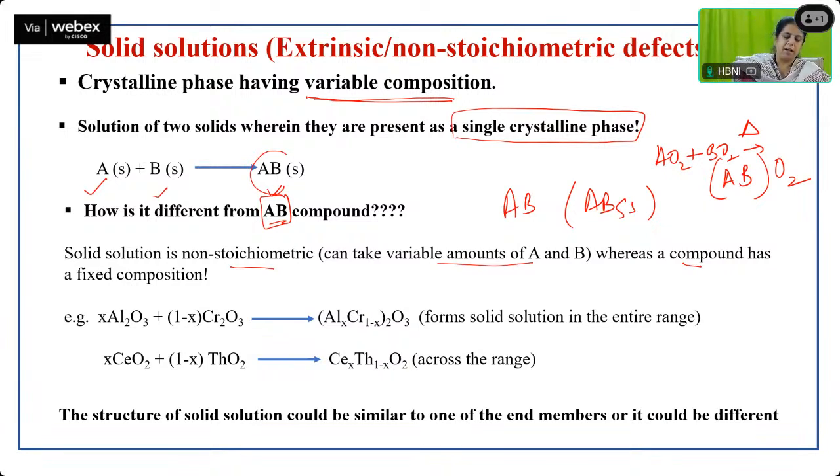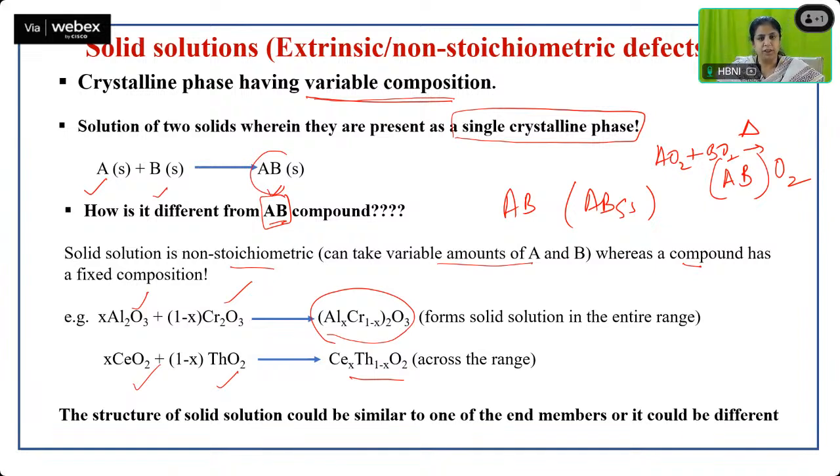For example, I can take alumina and chromia and mix them in any proportion I want. Let's say 100% alumina, of course, is alumina, then 90 alumina, 10 chromia, or 80 alumina, 20 chromia. Going on to the other end, 20 alumina, 80 chromia, and then 10 alumina and 90 chromium oxide. So it forms a solid solution in the entire range. Similarly, ceria and thoria also mix across the range from one end to the other, giving you a nice cubic type solid solution.